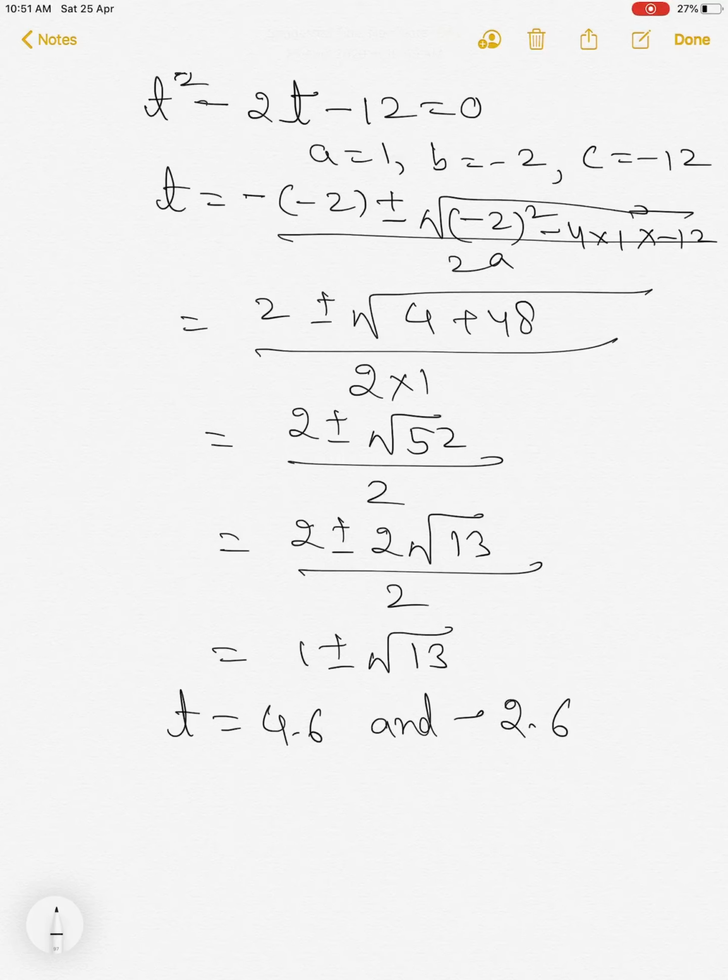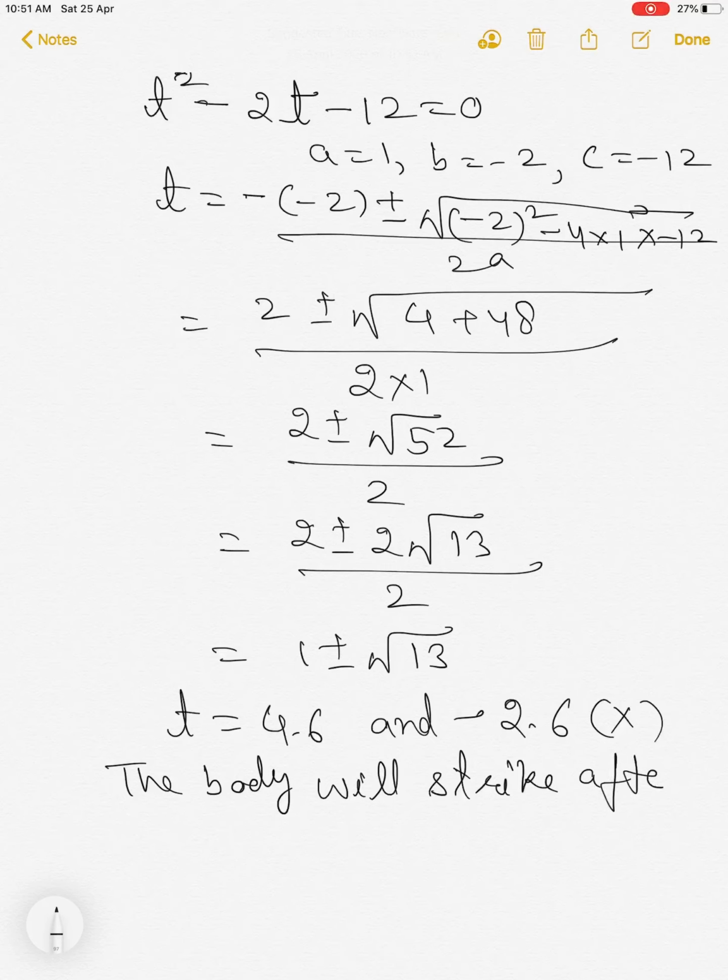Time cannot be negative. So the body will strike the ground after 4.6 second.